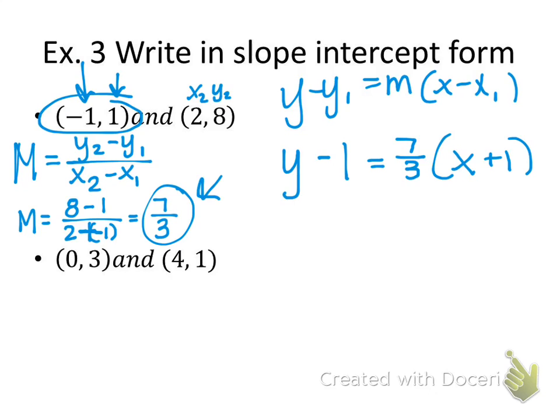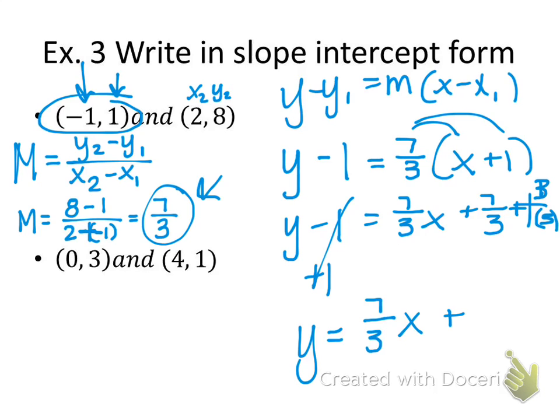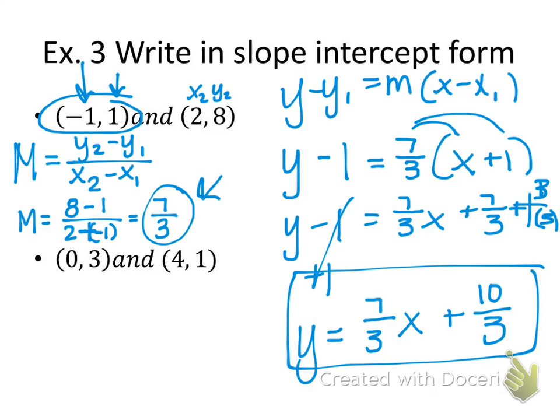And all you're going to do here is distributive property. y minus 1 equals 7/3 x plus 7 over 3. And then I'm trying to get the y by itself, because remember, it's y equals mx plus b. So I add 1 to both sides, and I get y equals 7 over 3x plus, remember now I've got to change it to common denominators, which we just did. So that made that 3 over 3. So I have plus 10 over 3. And that's how you could also do it to slope-intercept form. Okay?